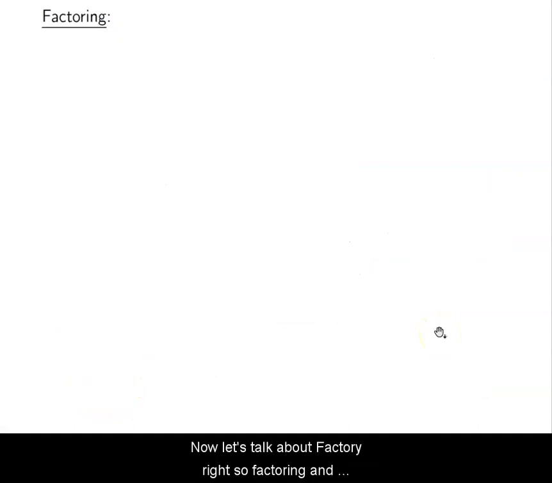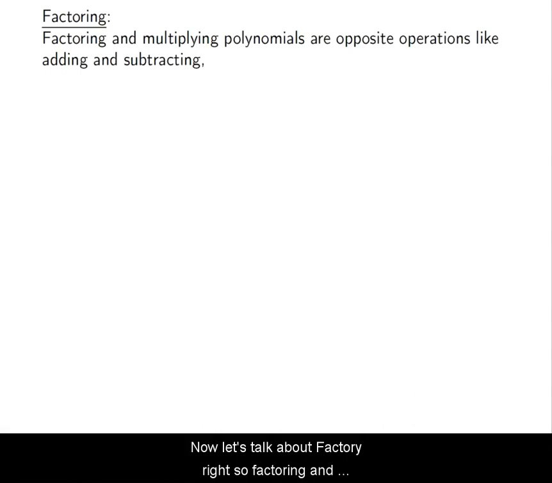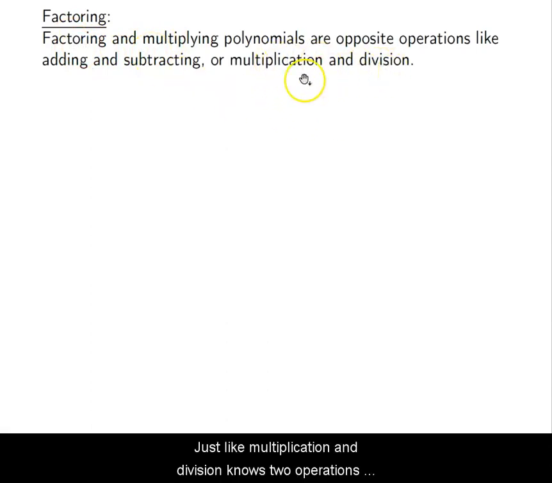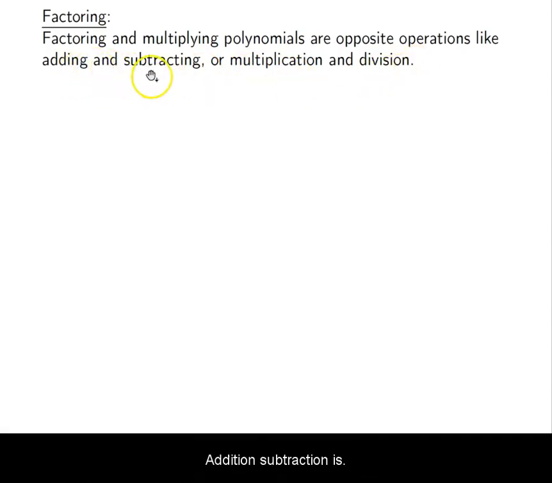Okay, so now let's talk about factoring, right? Factoring and multiplying polynomials are opposite operations, just like adding and subtracting are opposite operations, right? If I have two numbers that I add, I can undo that addition by subtracting. Same thing if I subtract two numbers, I can undo that with adding. Factoring and multiplying works the same way, okay? Just like multiplication and division. Those two operations undo each other. That's why when we talk about PEMDAS, addition and subtraction are equal, and multiplication and division are also equal in the order of operations, okay?